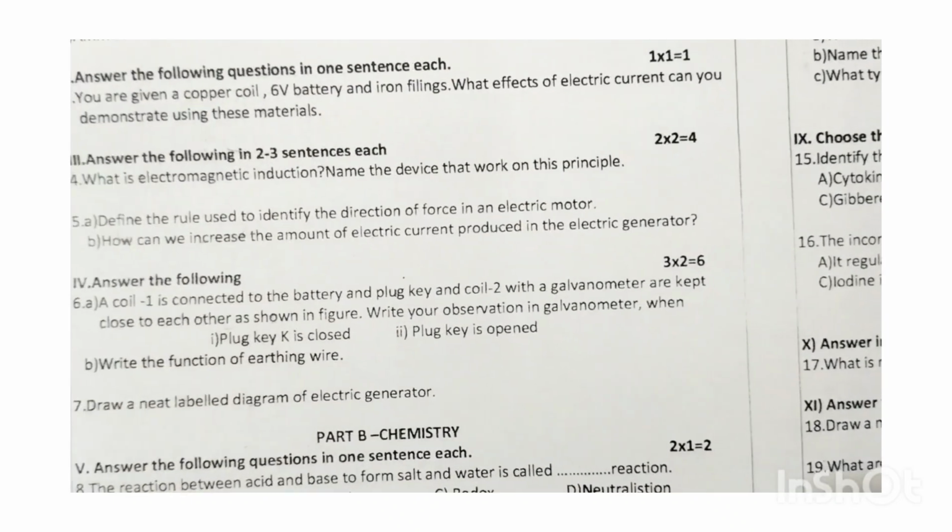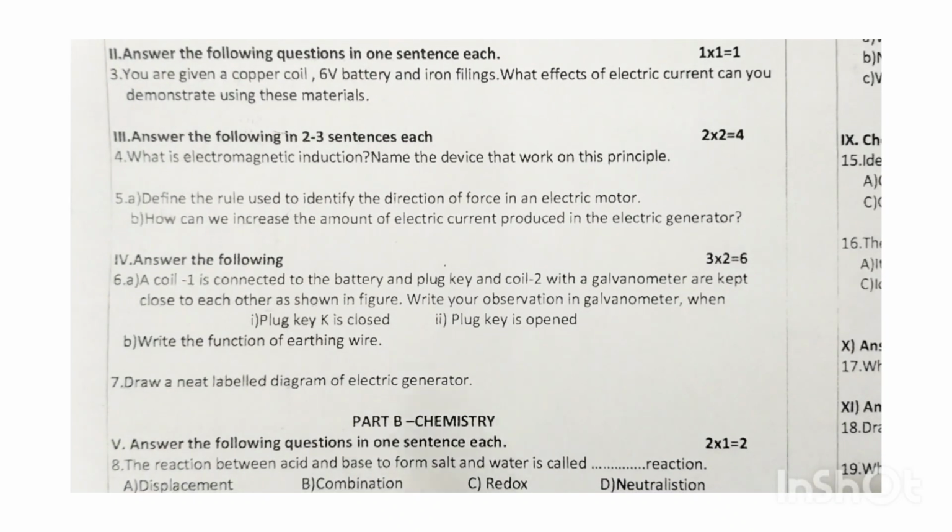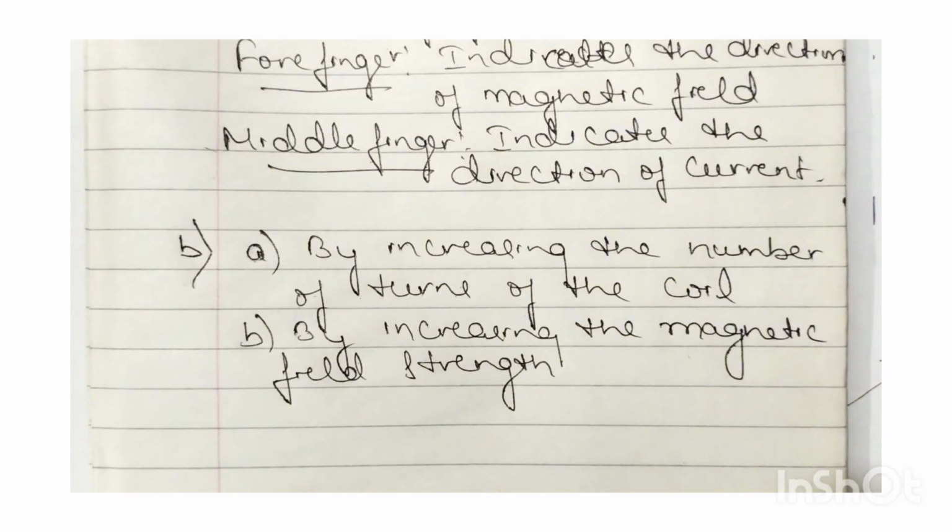So now let us move to the sixth question. A coil 1 is connected to the battery and plug key, and coil 2 with a galvanometer are kept close to each other as shown in the figure. Write your observation in the galvanometer when the plug key is closed and when the plug key is opened. Then for that there is one more question: write the function of the earthing wire. So let us answer both questions now.